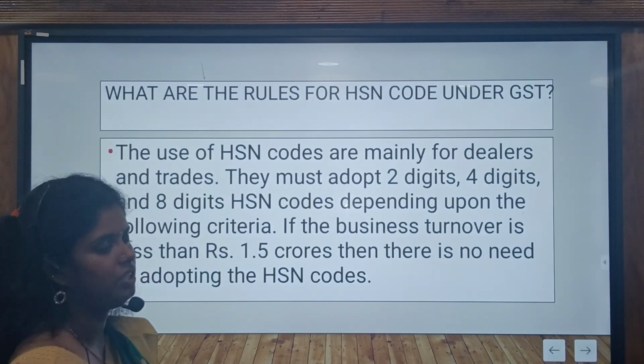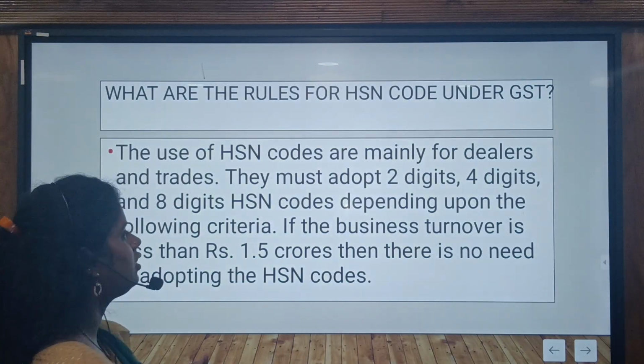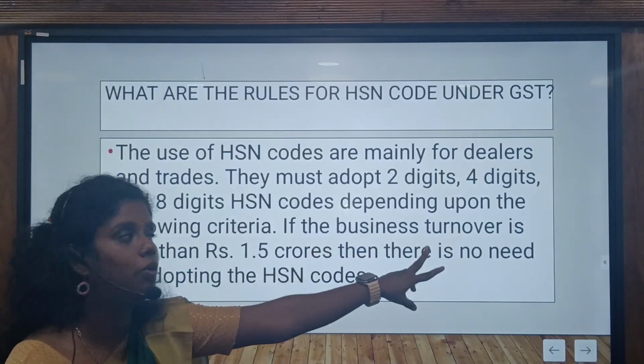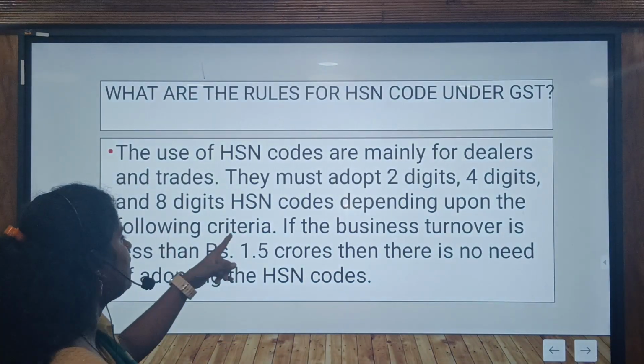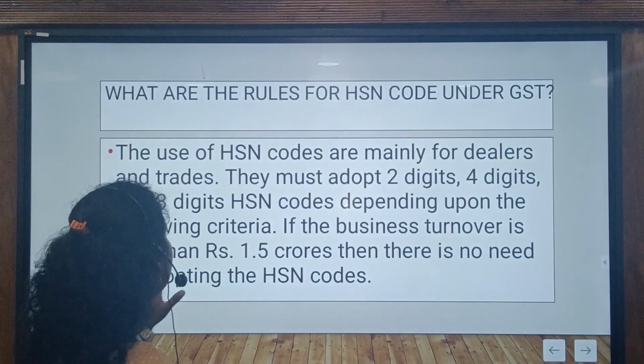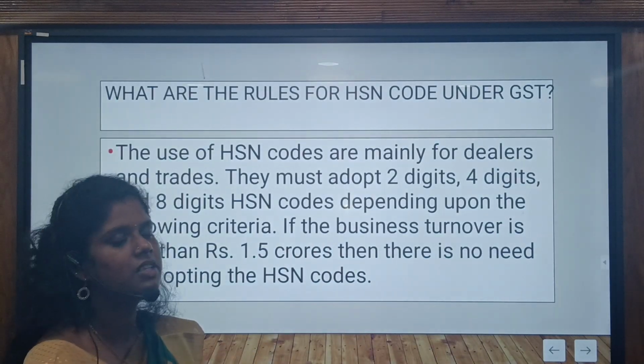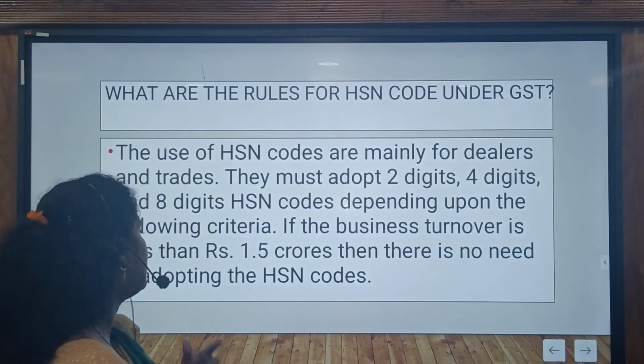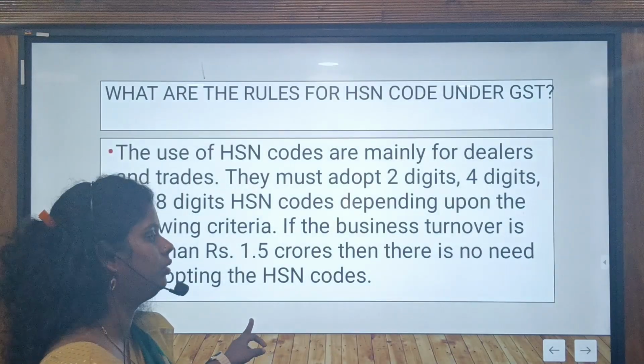Now the HSN code under GST. The use of HSN codes is mainly for dealers and traders. There are 2-digit, 4-digit and 8-digit HSN codes depending upon the following criteria. If the business turnover is less than rupees 1.5 crore, there is no need to adopt the HSN code.